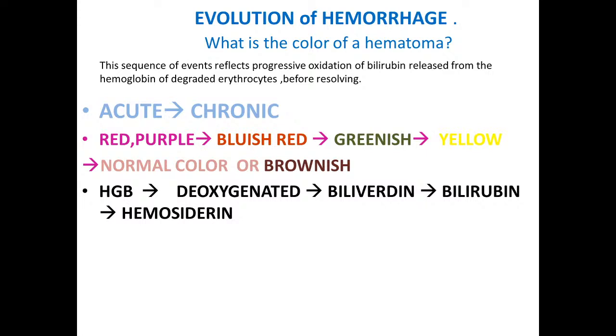As the red blood cells fall apart, biliverdin forms, and the hematoma will appear greenish. Bilirubin formed from biliverdin will give it a yellow color. After that, the remnants of the red blood cells may be resorbed and the tissue resumes its normal color, or iron-containing heme pigment is taken up by macrophages and degraded into hemosiderin, which gives the tissue a brownish color.